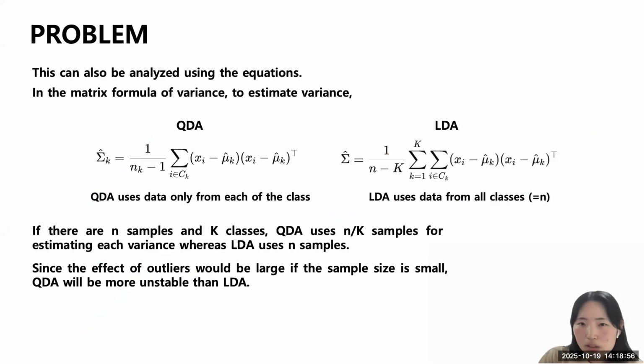We can also explain this mathematically. QDA estimates a separate covariance matrix for each class using fewer samples, while LDA assumes a single covariance across all classes, effectively using all n samples. So when n is small, QDA's covariance estimates become unreliable, increasing its variance. As n grows, this difference becomes negligible and QDA's estimates stabilize.